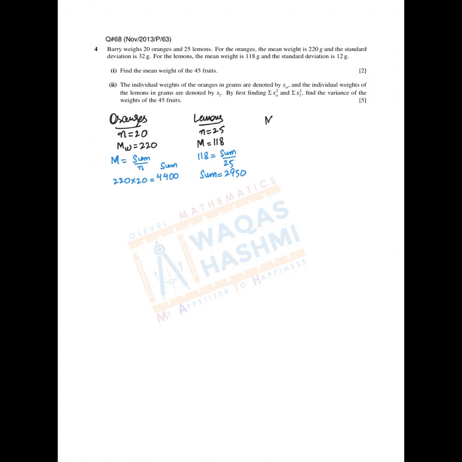Alright, after that I need to find out the mean of 45. So that will be mean is equal to the sum of these two which we found, divided by 45. So sum is 4400 plus 2950. When I add these two and divide by 45, the mean of 45 is equal to 163.3, and that is your answer.